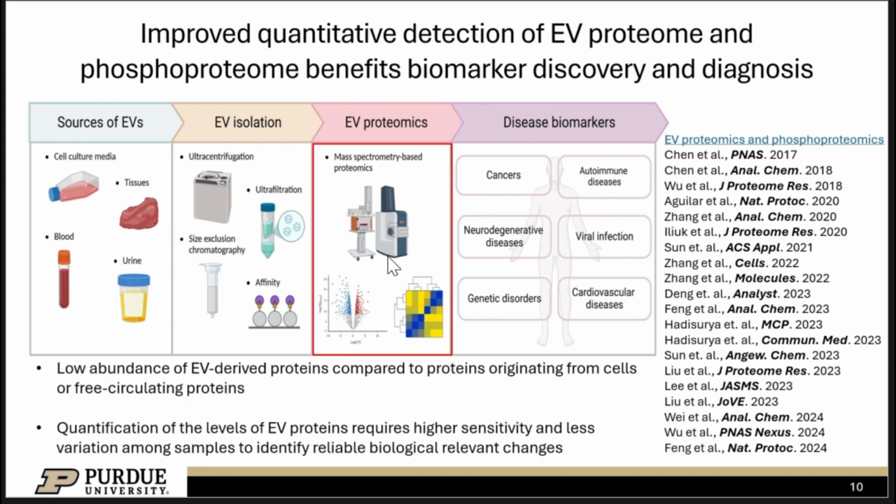So one of the important challenges for EV proteomics is the low abundance of EV-derived proteins compared to the cellular proteins or the free circulating proteins. If the proteins from the cells or free circulating proteins like plasma proteins, like albumin or other free proteins, their high abundance can overshadow the mass spec signal of the EV proteins. So in this case, we need a more sensitive method that provides better quantification and also increases the throughput.